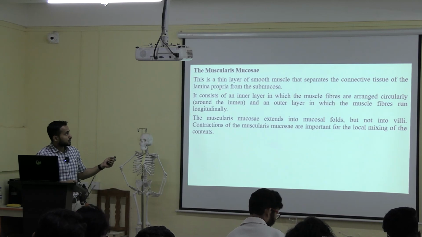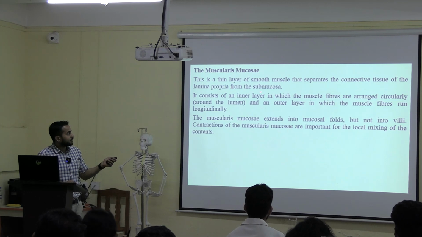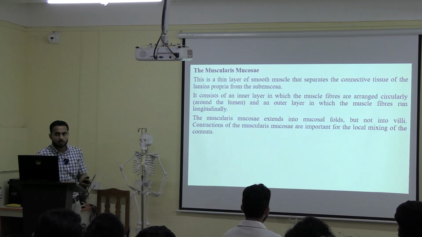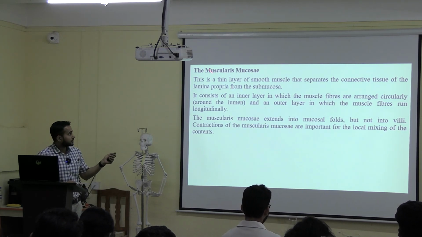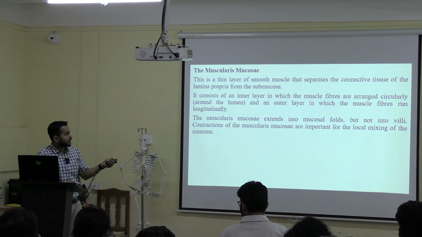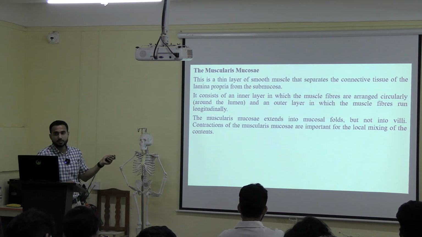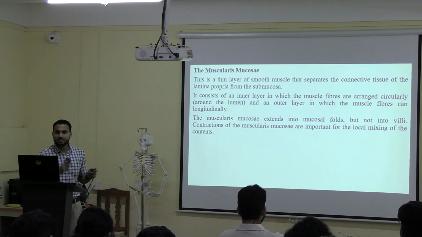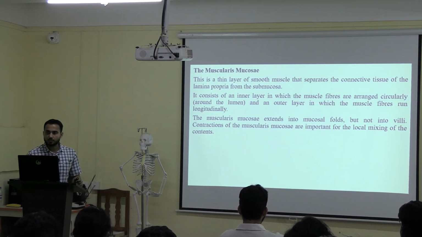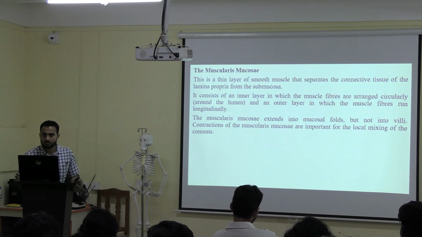Next, muscularis mucosae. It is a thin layer of smooth muscle that separates the connective tissue of the lamina propria from the submucosa. That is one function of the muscularis mucosae. It consists of an inner layer in which muscle fibers are arranged circularly, and an outer layer in which muscle fibers are arranged longitudinally, that means inner circular and outer longitudinal. But here the thickness of the muscle fibers is very small.